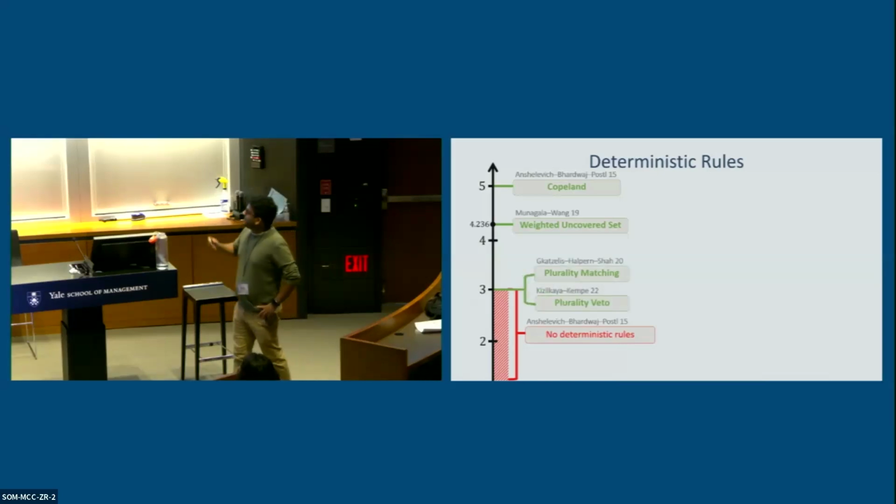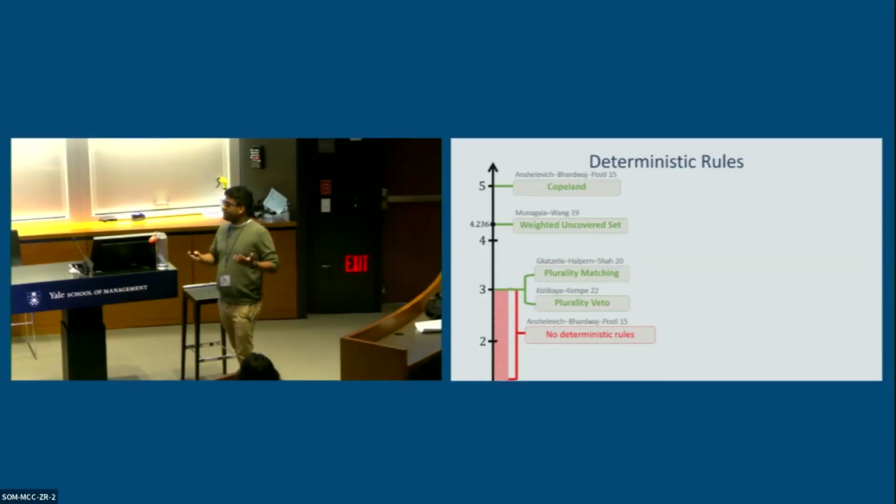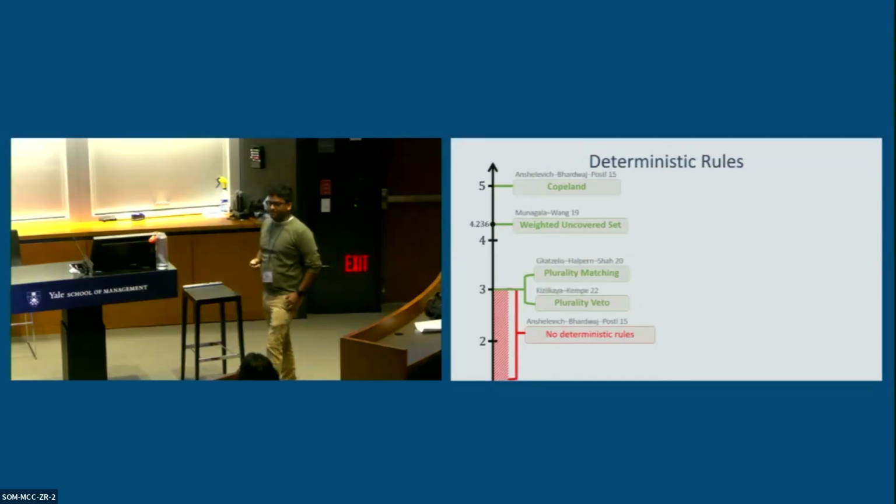And there was a second paper by Kizilkaya and Kempe, which gave actually a different approach to get another voting rule that can get distortion 3. And both of these works built on some of the previous work as well. And so a couple of things that I want to highlight from this line of work.